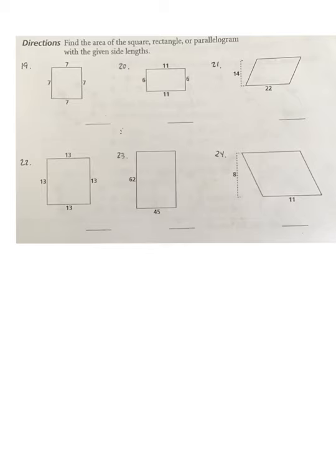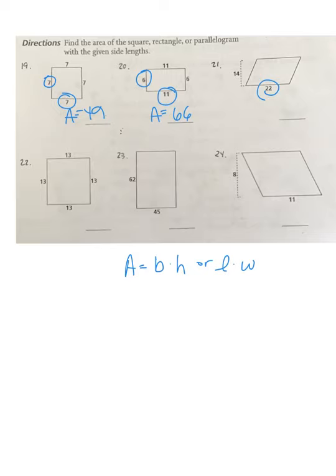Okay, questions 19 through 24 are all about area of a square, rectangle, or parallelogram. The formula for area on those are all the same. It is area equals base times height, or people say length times width. Any of those work. Okay, so for 19, base 7, height 7, 7 times 7 is area is 49. 20, base is 11, height is 6, 6 times 11 is 66.